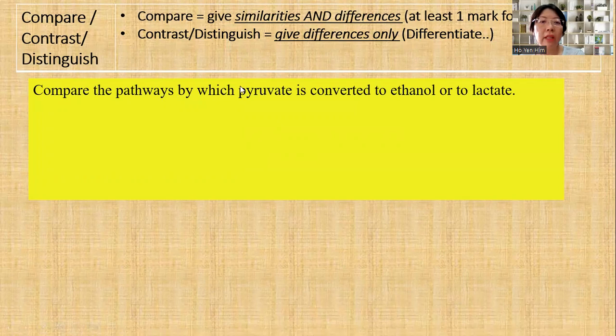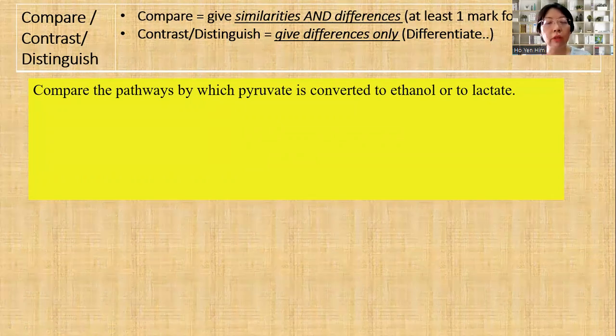Compare the pathways by which pyruvate is converted to ethanol or to lactate. This one is theory. So you know your theory. How are you going to write your answer so it's crystal clear? You can actually write out the equation of the reaction and then annotate fully to get the full marks for this one.